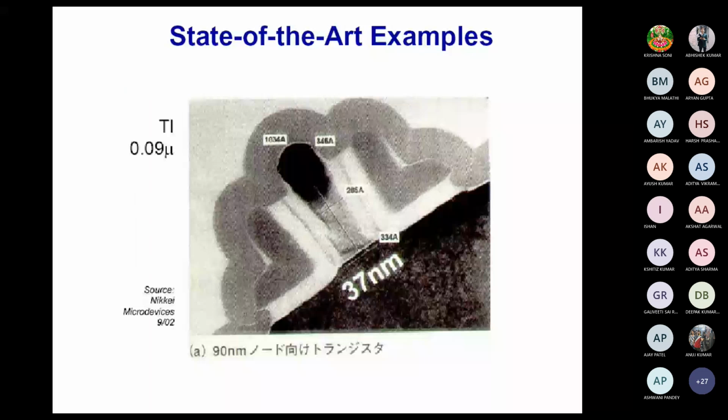So if we look at a state of the art example of a 37 nanometer, okay, this is for the 19 nanometer technology node, 0.09 micrometer, from TI, Texas Instruments. This is a transistor from Texas Instruments having a 19 nanometer technology node. Here, 19 nanometer doesn't mean that the physical things will be 19 nanometer. So a channel length is of 37 nanometer, as we can see here.